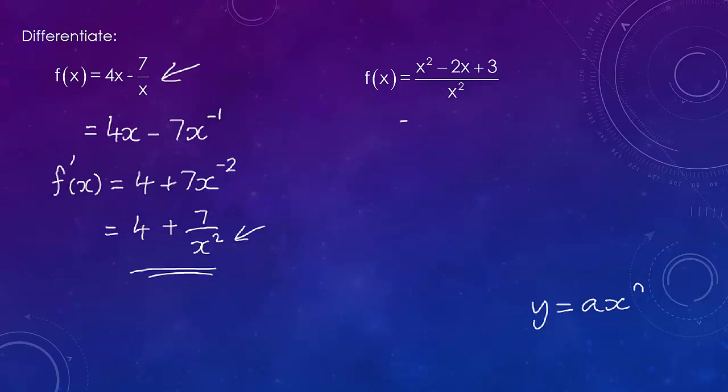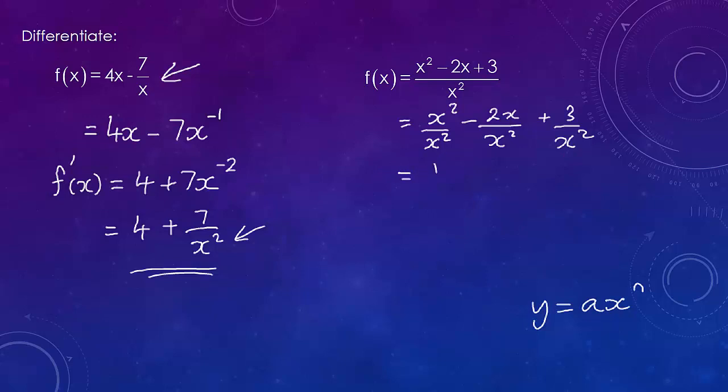Now with this second example, what we need to do is split the fraction. We can write it as x squared over x squared, take away 2x over x squared, plus 3 over x squared. Just think about when you're adding and subtracting fractions, you can put them together when you have the same denominators. So I can take them apart by reversing the process.